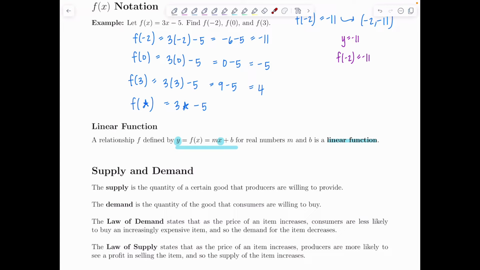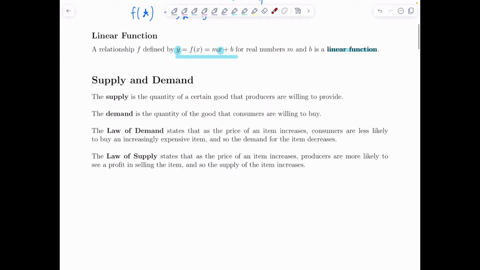All right, moving on to supply and demand, which we'll be studying throughout the remainder of the course. The supply is the quantity of a certain good that producers are willing to provide. The demand is the quantity of the good that consumers are willing to buy. And the law of demand states that as the price of an item increases, consumers are less likely to buy an increasingly expensive item, and so the demand for the item decreases. So there's an inverse relationship here. As price goes up, demand goes down.